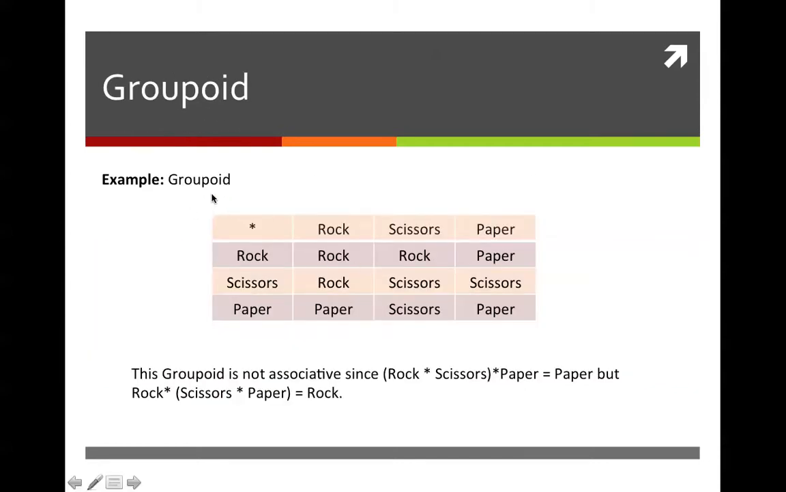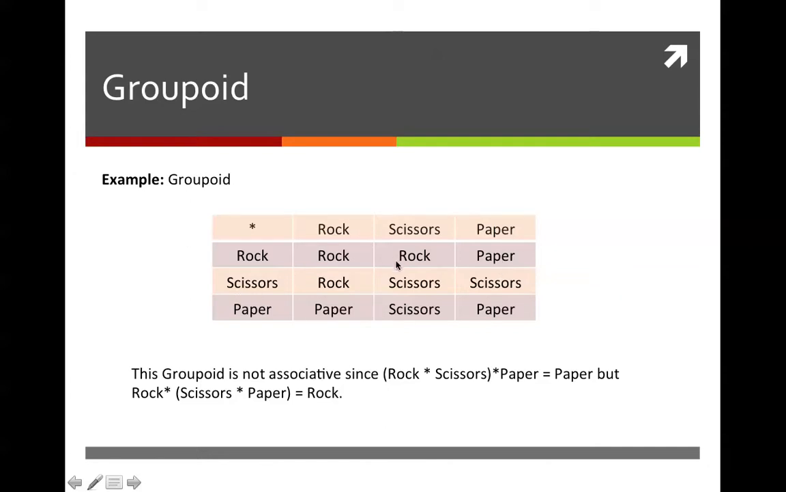As I said, a groupoid is a structure with a single operation. It doesn't have to be associative or commutative. This particular example is one that is commutative but not associative. And so we have three elements: rock, scissors, and paper. And in this table we'll list them along these columns as well as along these rows. And as we do, we then create our table. So rock and rock gives us a rock. Rock, scissors basically give us rock, and rock, paper give us paper.